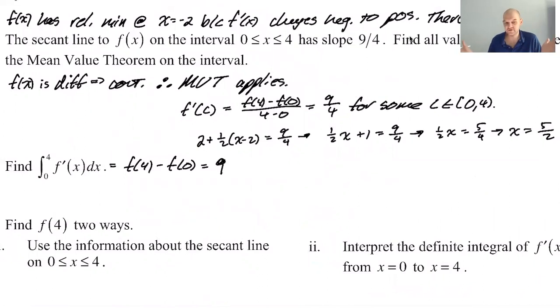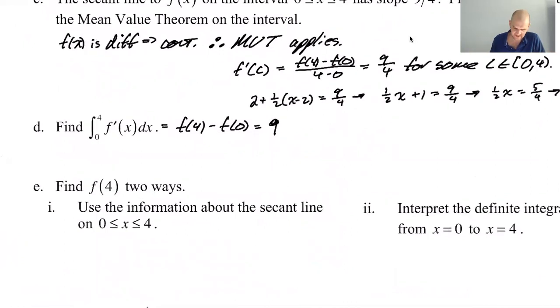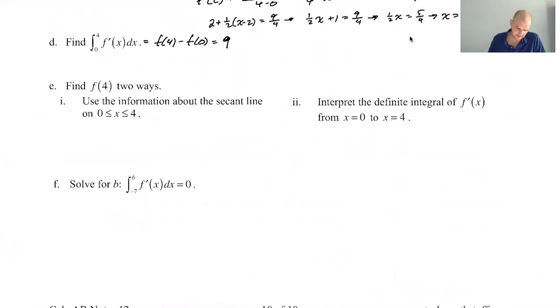So we do know that it should have just been 9 anyway, though. It's like 4 plus 5. So I wrote work that doesn't really match the work I did, but you were watching, so you understand, hopefully. Find f of 4 in 2 ways. Use information about the secant line. Interpret the definite integral from 0 to 4.